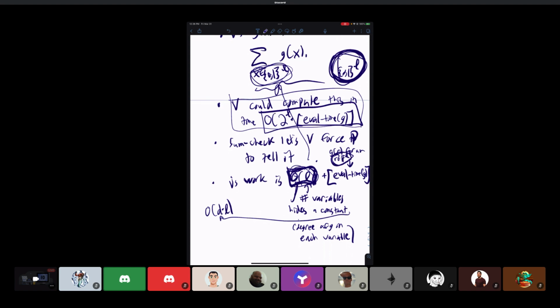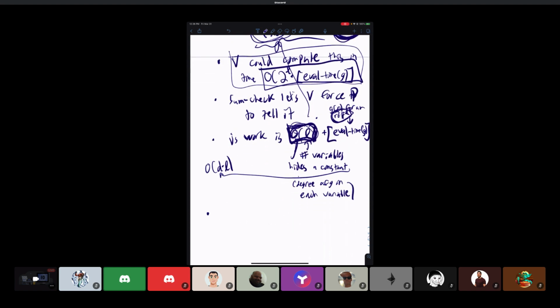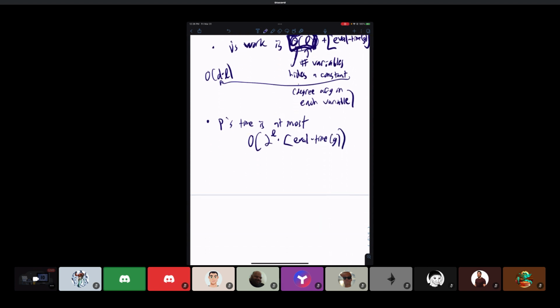Okay. And then I'm mostly going to wait till next week to talk about prover time, but I'll just tell you that P's time is at most order 2 to the L times the evaluation time of G. And note that in general, this is only a constant factor slower than what's required just to solve the problem. Okay, now this gets a little bit subtle. I'll tell you after I finish writing that sentence out why. Only constant factor slower than solving the problem.